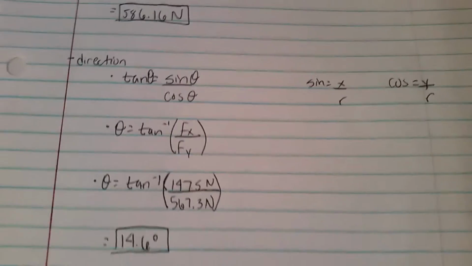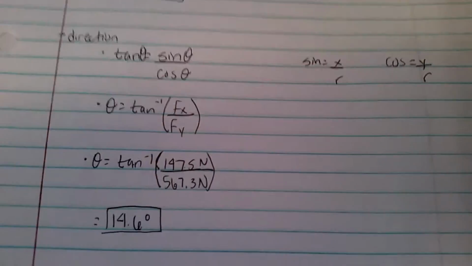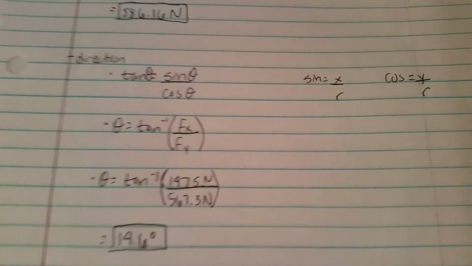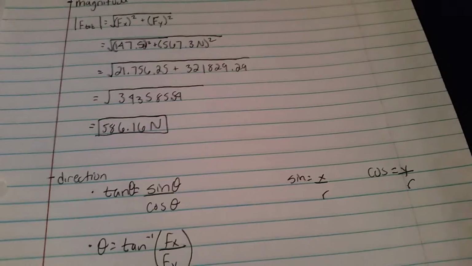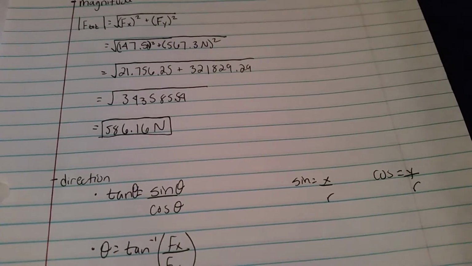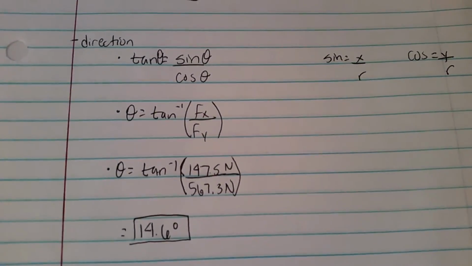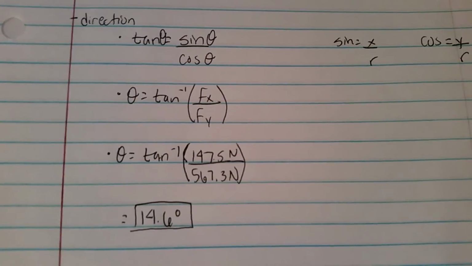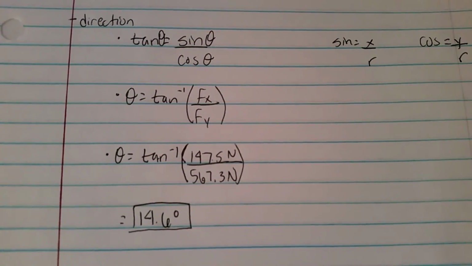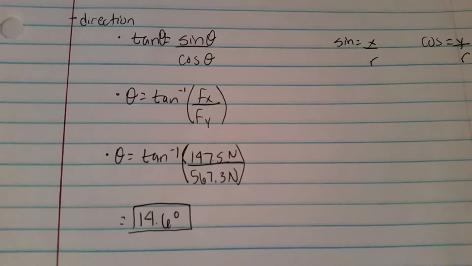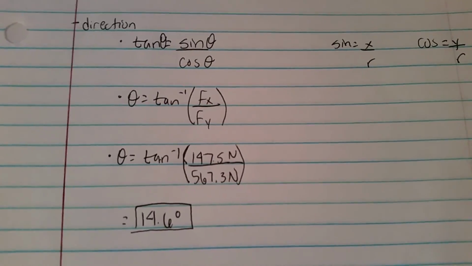Here, to find the direction, you would take the tangent of the two totals, being that x is 147.5 and y is 567.3. X corresponds to the x sine, and y corresponds to cosine. So you would just take the tangent inverse of 147.5 over 567.3, and you would get 14.6 degrees. And that is our direction.